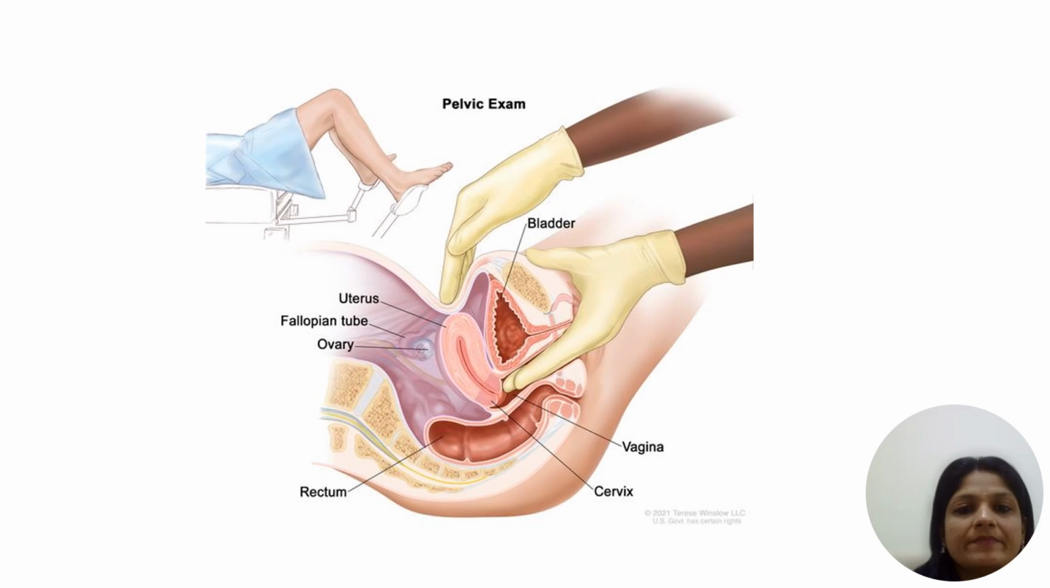So how do you do a bimanual examination? Bimanual means you are using both your hands. One hand, your two fingers, will go inside the vagina and come close to the cervix. The other hand will go on the abdomen and try to palpate the uterus in between the two hands.